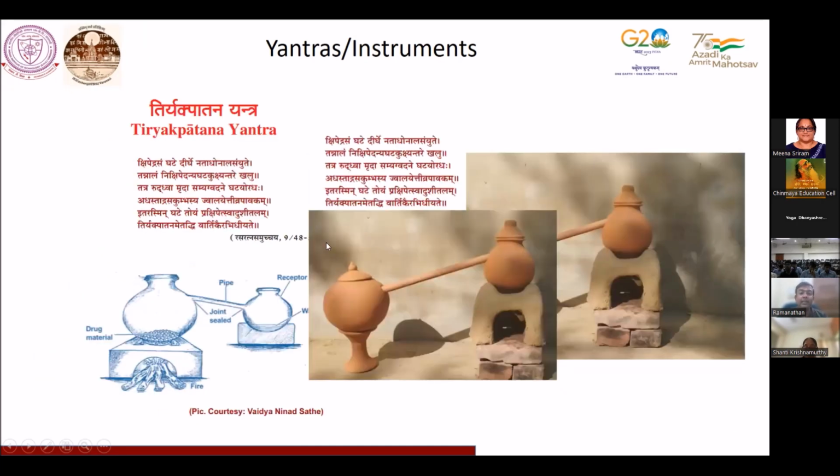Similarly, this is the Tiryak Patana Yantra, which is a distillation apparatus. You heat something on the top chamber, something vaporizes, those vapors travel down this pipe, and here you condense them and then collect those condensed vapors. So this is called Tiryak Patana Yantra, which is still used even to this day.